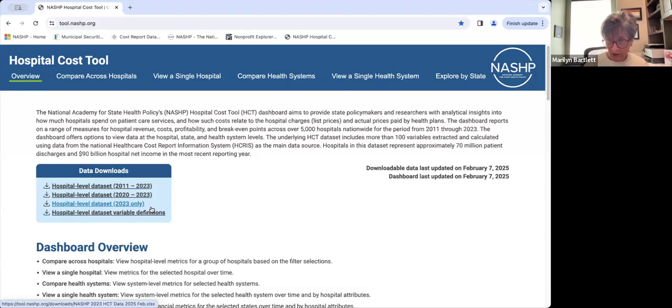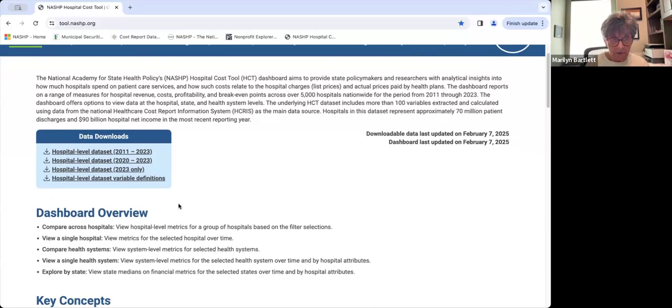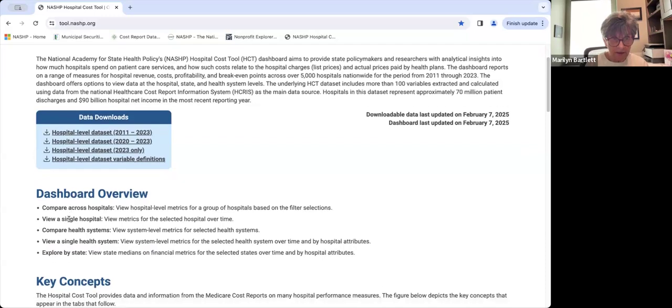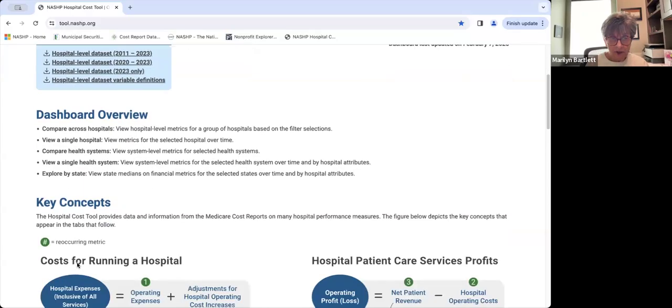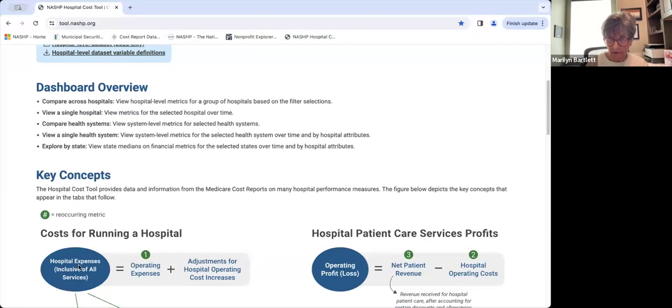As Maureen mentioned, the source is the Medicare cost reports. It represents approximately 70 million patients and $90 billion of hospital net income in 2023. Then down here, we talk a little bit about the different tabs that we have. And we talk about the key concepts if you're interested in how these measures come together.